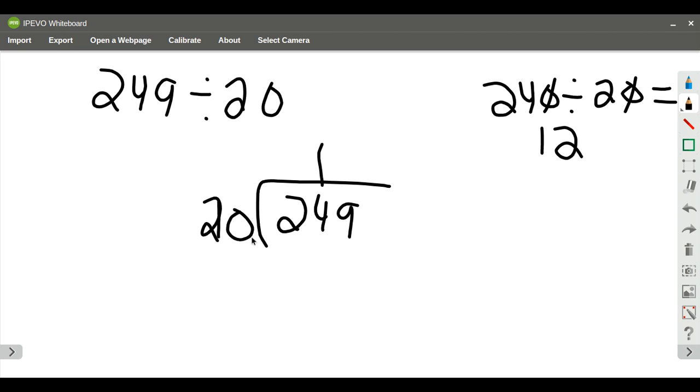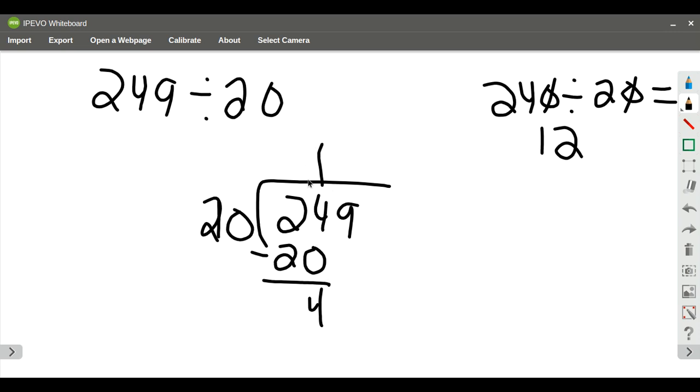It's a little bit different because last time I was doing 20 times 10. This time I'm just going to do 20 times 1. And when I do that, I get 20. Now I'm going to subtract 20 from 24, and I'm going to get 4. So my first partial quotient is going to be this 1, which represents 10.